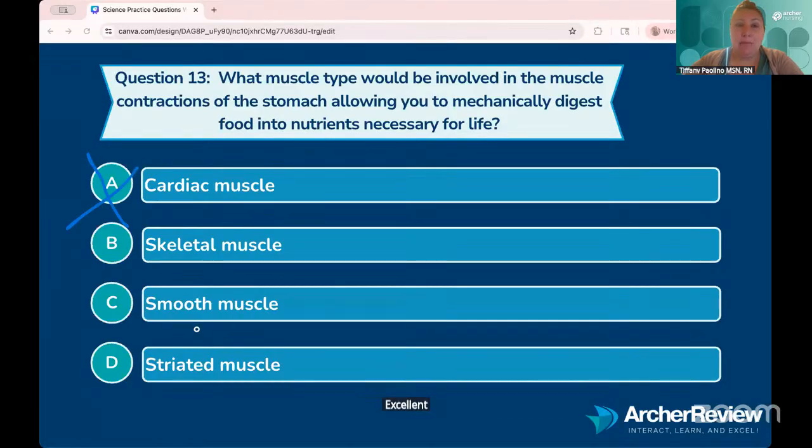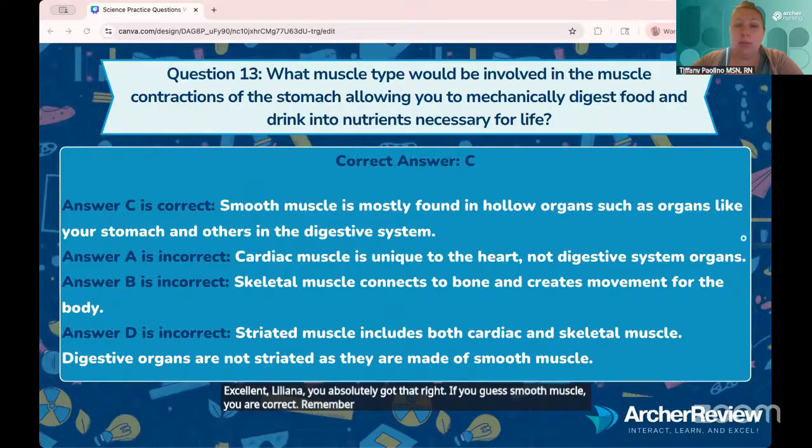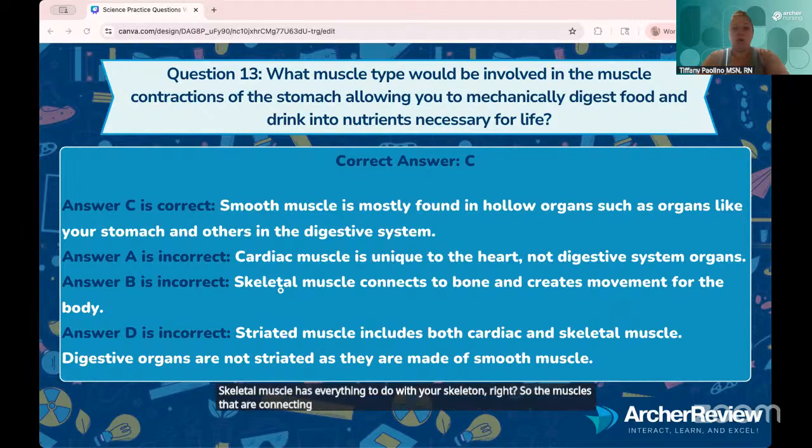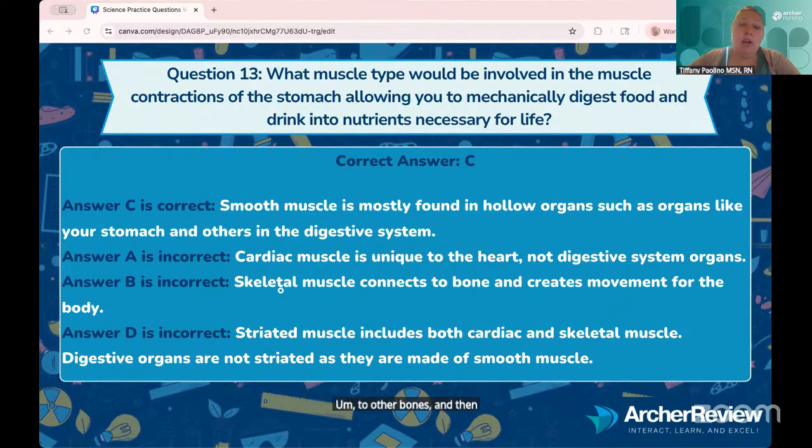Excellent, Liliana. You absolutely got that right. If you guess smooth muscle, you are correct. Remember, our stomach is smooth. Smooth muscles are in those hollow organs, like your stomach and the digestive system. If it says cardiac muscle, that has everything to do with your heart. Skeletal muscle has everything to do with your skeleton, right? So the muscles that are connecting from your bones to other bones. And then striated is both cardiac and skeletal muscle. It's kind of describing what it looks like.